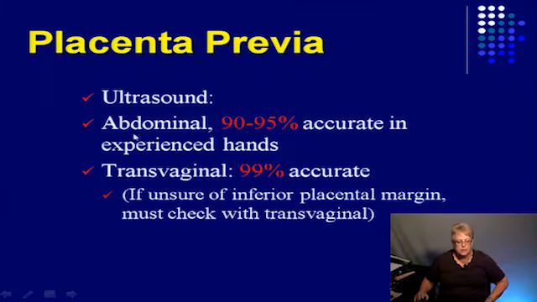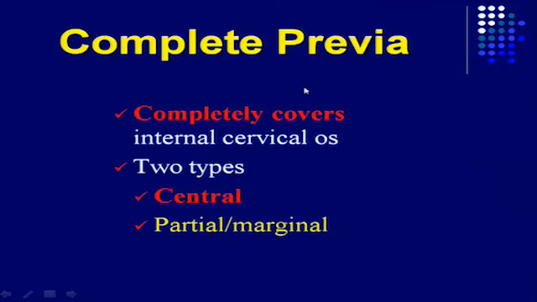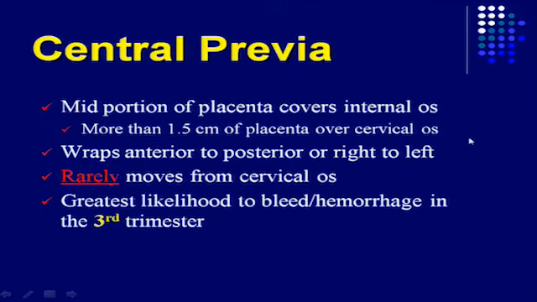Abdominally, it's about 90-95% accurate in experienced hands, transvaginally 99% accurate. So if you're suspecting a previa, you really should be doing a transvaginal evaluation. So placenta previa is painless vaginal bleeding. Complete previa completely covers the internal cervical os. It can be central or partial, so just a margin, a part of the placenta covering the cervix.